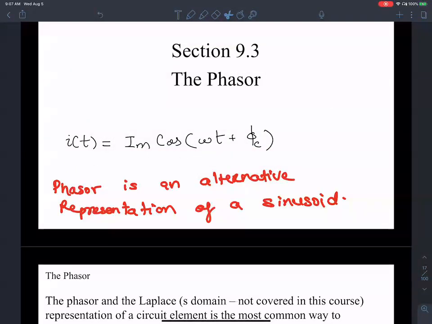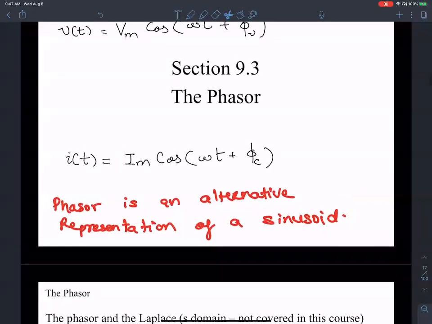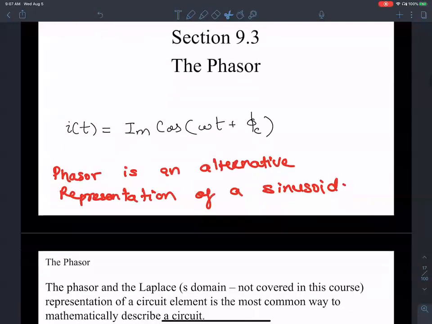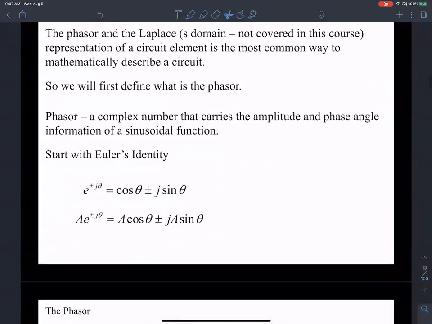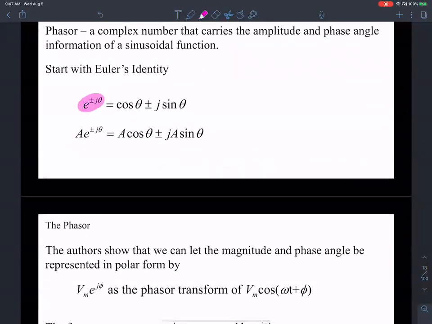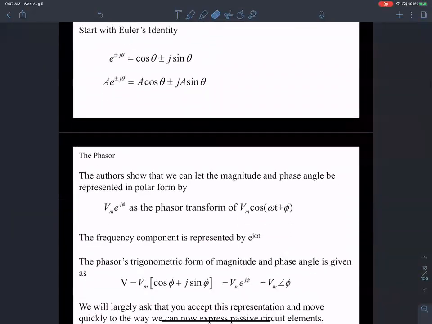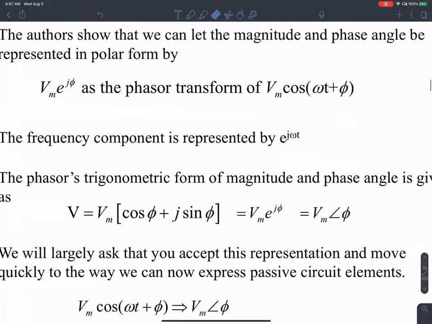I already talked about phasor. We'll go back to that slide and review what is necessary. And it's all based on Euler's identity that e to the j theta is cos theta plus j sine theta. A e to the j theta is A cos theta plus j A sine theta. We'll talk about that. We'll show that.